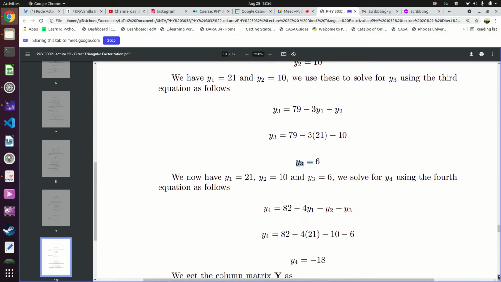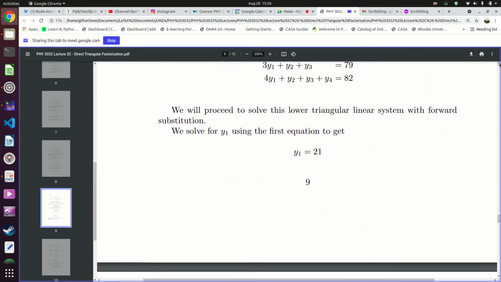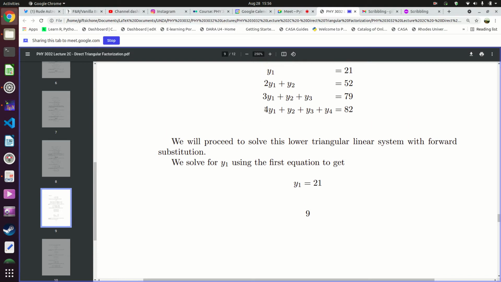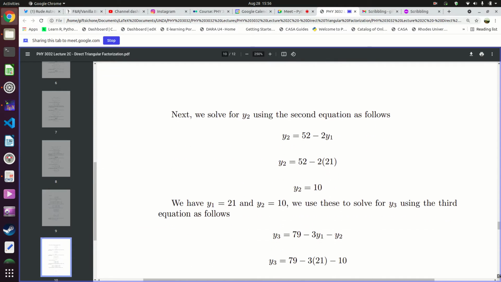Okay. Next, now that you've got your y1, y2, and y3, you try to work out y4. When you're trying to work out y4, you'll be working it out from this equation here: 4y1 plus y2 plus y3 plus y4 equals 82. You take these guys, 4y1 and the rest, to that side. So you end up with y4 equals 82 minus 4y1 minus y2 minus y3.